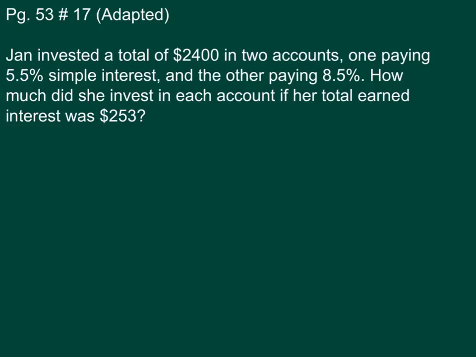So what we're going to do here is think about this as having two different accounts. I'm going to maybe make a little picture here. I'm going to put our money in each of these two things. And this first one pays 5.5%. Second one, 8.5%. And I'm going to put some money into the first one. I don't know how much, so I call it X. Now, in total, I have $2,400 to put in. So if I put X dollars in the first, I must be putting $2,400 minus X in the second.